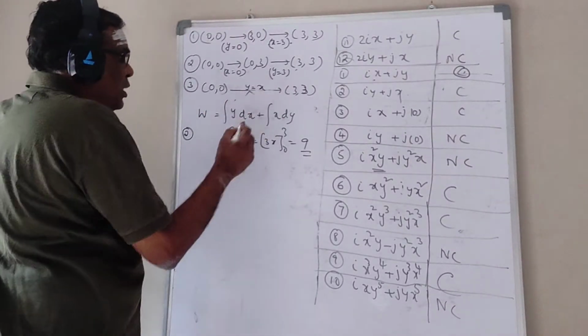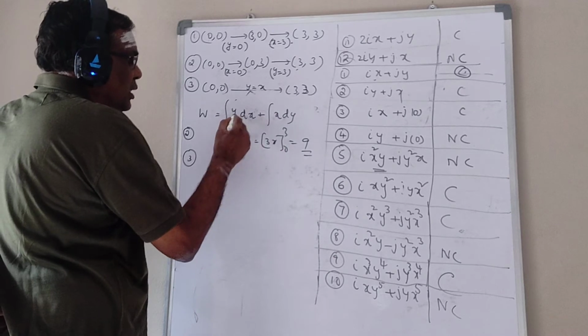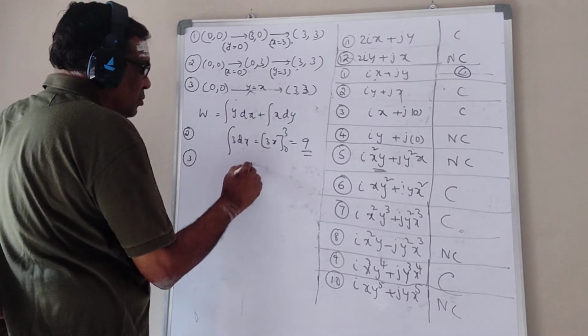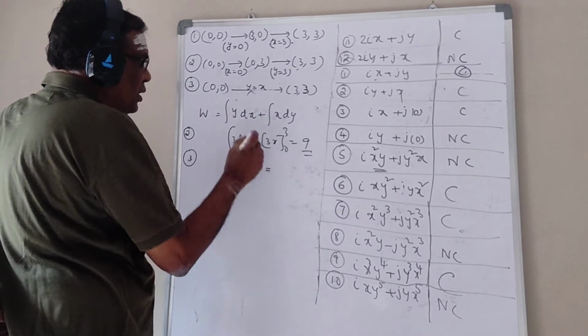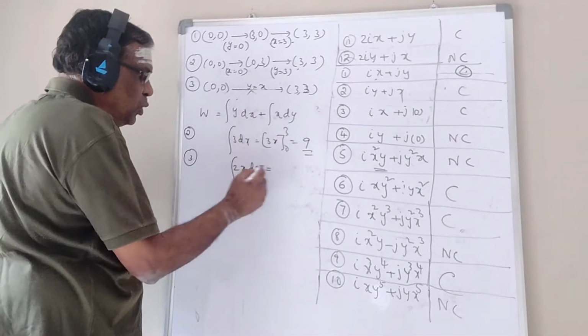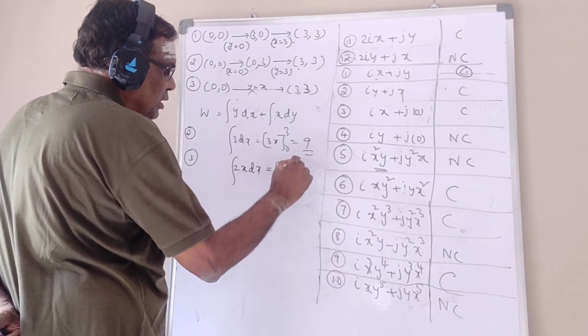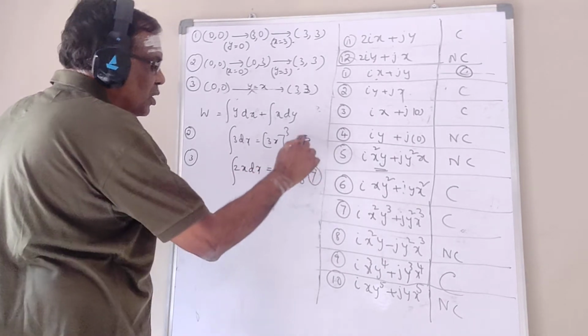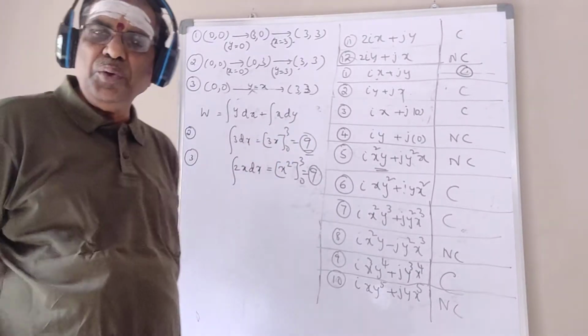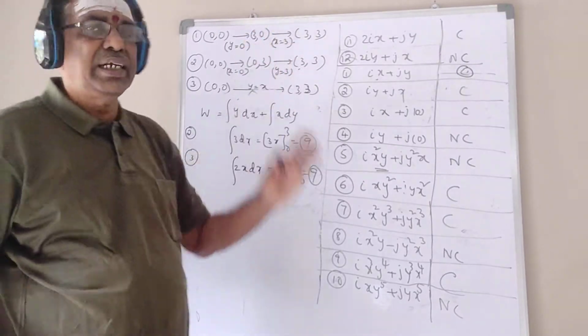Now in this case, y is equal to x. What do you keep? Y is equal to x, dy is dx, so x dx plus 2x dx, and the integral of 3x dx is 3x squared by 2, from 0 to 3. And look, again you proved that the work done in all these three cases is the same.